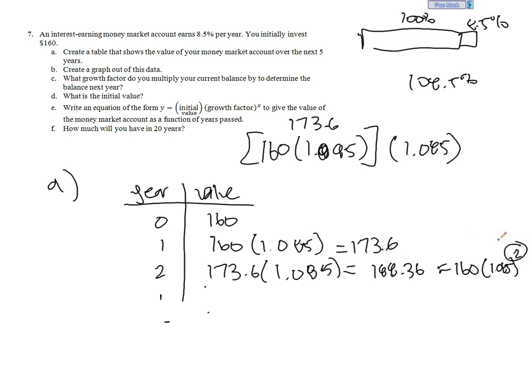So again, the power up here is going to be the year. There's year 1, and technically you could really put a 1.085 to the 0 power for year 0, and that would still give you 160.